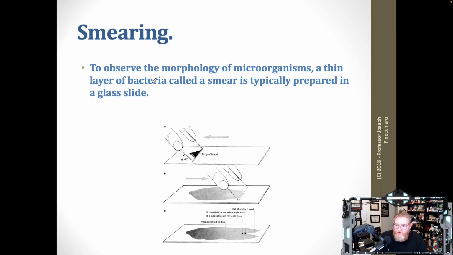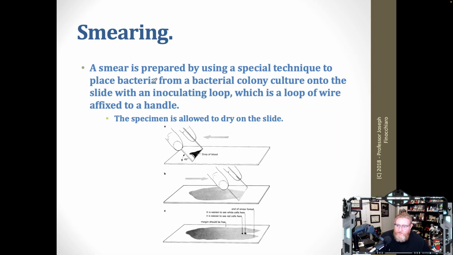To observe, now we're on to smearing. To observe the morphology of microorganisms, a thin layer of bacteria called a smear is typically prepared on a glass slide. A smear is prepared by using a special technique to place bacteria from a bacterial colony culture onto the slide with an inoculating loop, which is a loop of wire affixed to a handle.